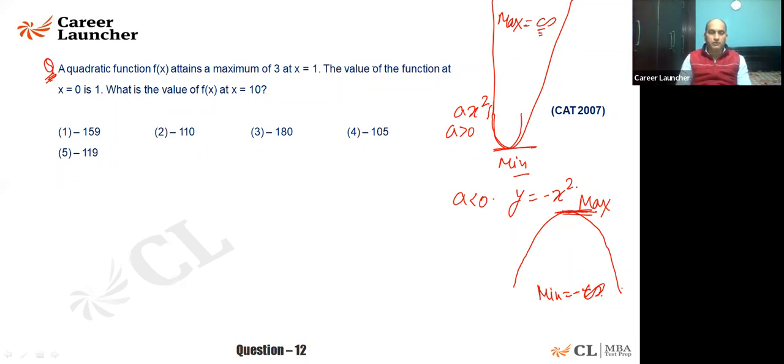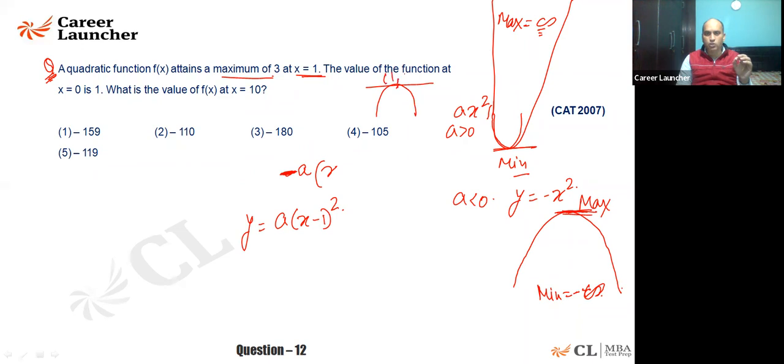So let's go further. I'll say it attains a maximum value, so the coefficient of x square is negative, minus a. It attains a maximum value of 3 at x equal to 1. So look here, this is (x minus 1) square. Y is equal to (x minus 1) square because it attains the maximum value. Of course, it is in the downward direction, but when x is equal to 1, y comes out to be 0. So I'll say y is equal to a times (x minus 1) square, where of course a is less than 0, it is negative. Fine, clear?